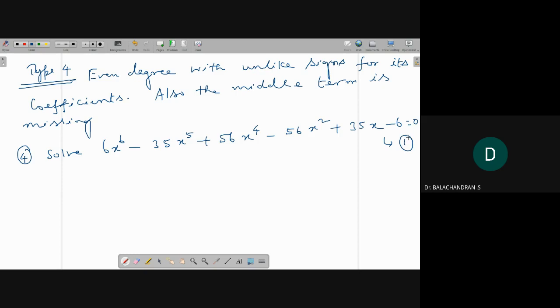So for the roots of these types of equations, can you predict what the roots of this equation are? Two roots: 1 and minus 1. So x is equal to plus 1 and minus 1 are the roots of equation 1. I can't divide here, that's why I'll go to the next page.